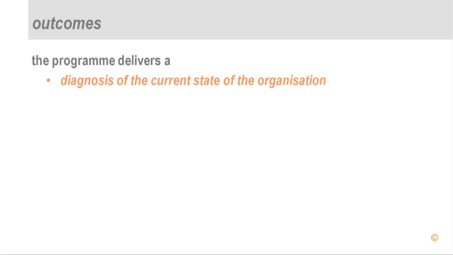The outcomes of the program are the following. Firstly, there will be a diagnosis made of the current state of the organization. This happens through a survey that is administered to the various function heads and heads of business units. It gives a very good understanding of what the particular systemic problems of that organization are. The survey also inspires brainstorming of solutions.